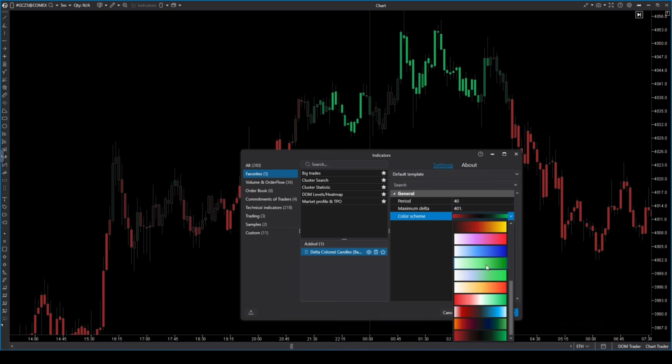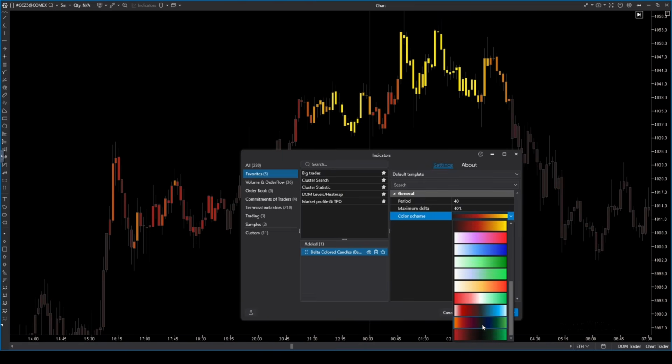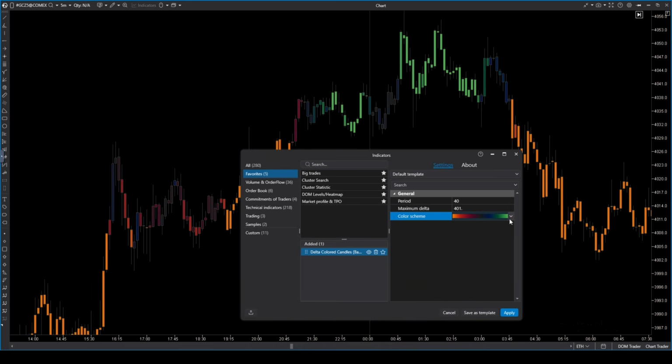And the color scheme. Choose a coloring approach that best suits your needs. There is a standard scheme from red to green. It helps you intuitively see where selling pressure shifts to buying activity. And there are other schemes to choose from.